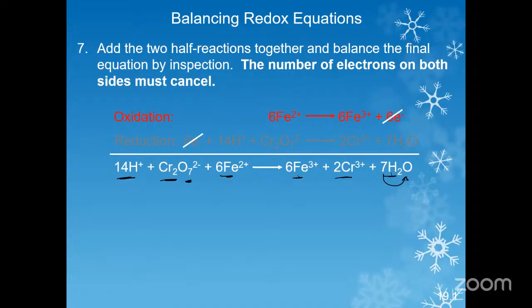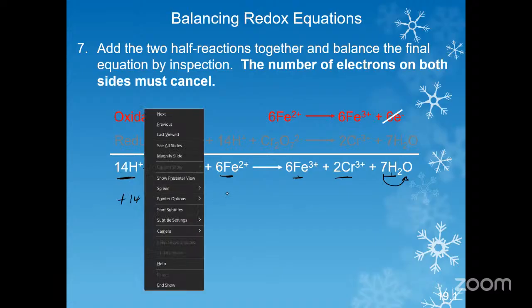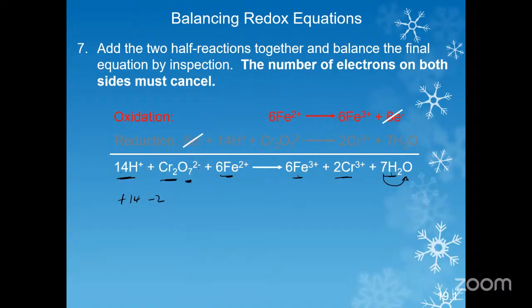Then we have to make sure the charges are balanced. So let's look at the total charges on the left side here. We have plus 14, because of the 14 plus charges here. We have minus 2, because of the minus 2 here. And here we have 6 times plus 2, which is plus 12. So 14 minus 2 would be 12, and 12 plus 12 gives you 24 charges, plus 24.